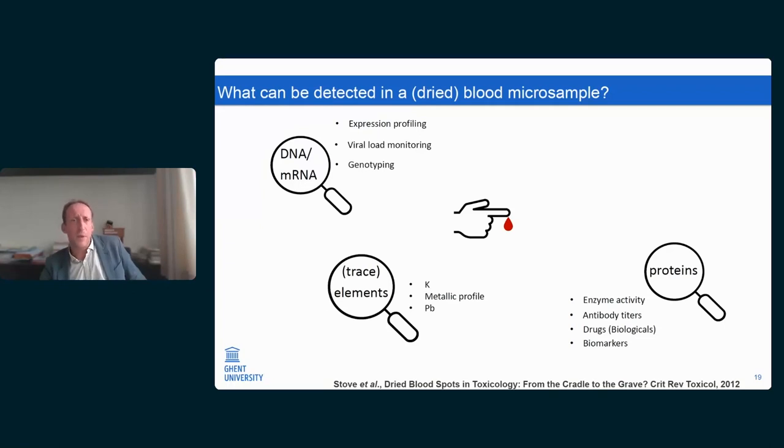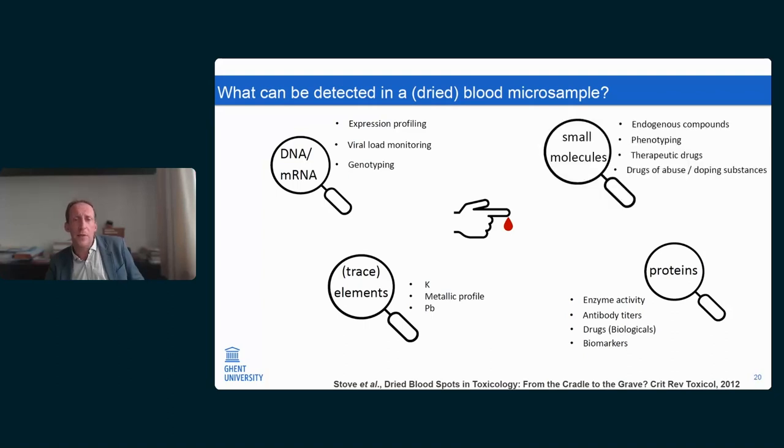Potassium is one example. We've used potassium as a correlate for the hematocrit. Metallic profile, you can look at, for instance, the wear of a metal-on-metal prosthesis, an application which we have shown to work for cobalt. You can look at lead, for instance, for environmental purposes, and you may think of different examples. And of course, typically, if you think about therapeutic drugs, then we may think about small molecules. Those could be endogenous compounds, as in the case of newborn screening, but also phenotyping, therapeutic drugs, drugs of abuse, doping substances. And so there's many examples that you could think of.